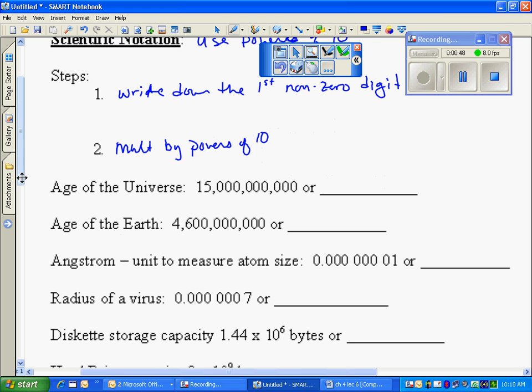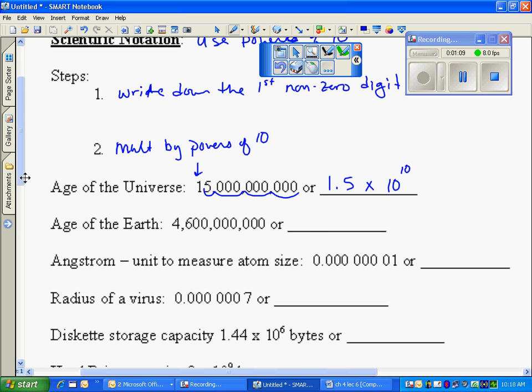So the first non-zero digit is 1, so I'm going to write 1.5, and I'm going to write it times 10. And what's the power on 10? 3, 6, 9, 10. So that's a shortcut in writing down the age of the universe.